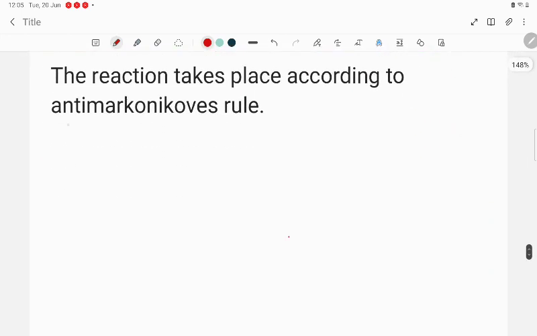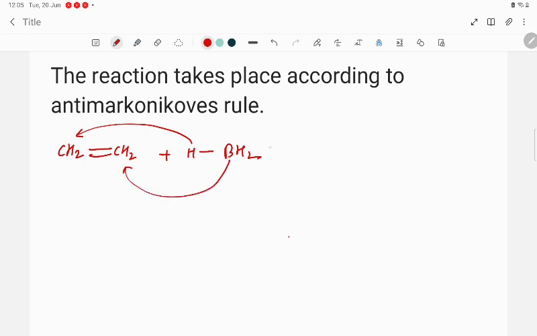So let us try to understand, students. This is the alkene, CH2, and you are going to add it with HBH2. So I am taking borane BH3. How am I writing it? You will add one hydrogen here and BH2 here. So you are going to get the intermediate CH3, CH2 and BH2.